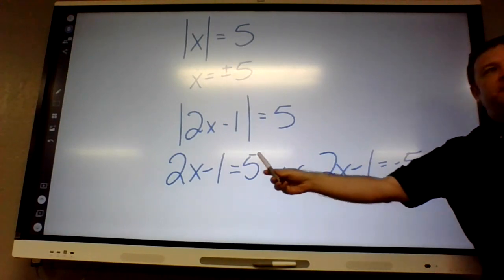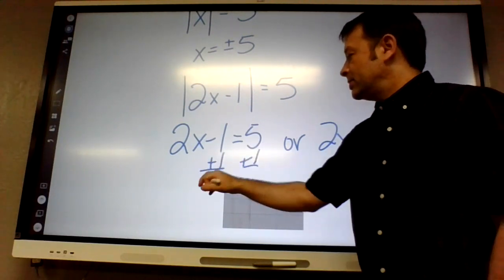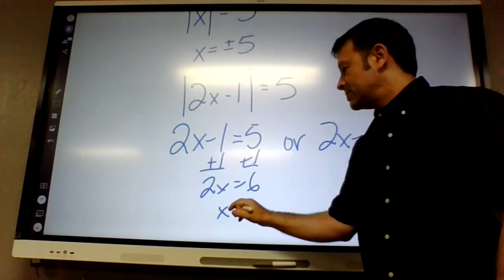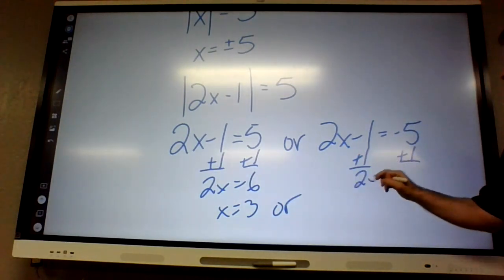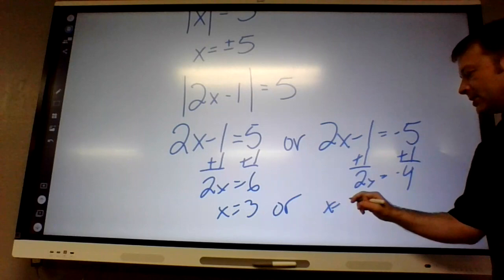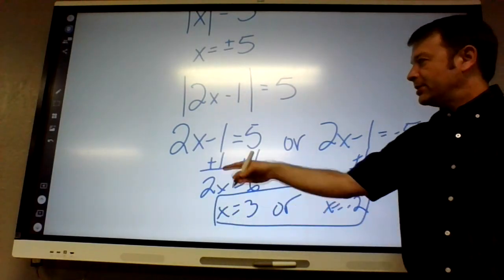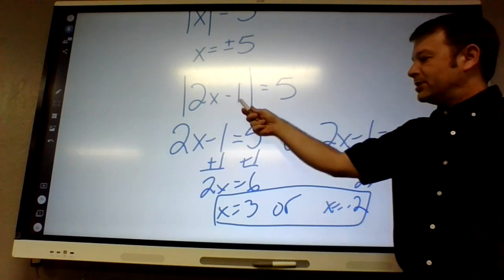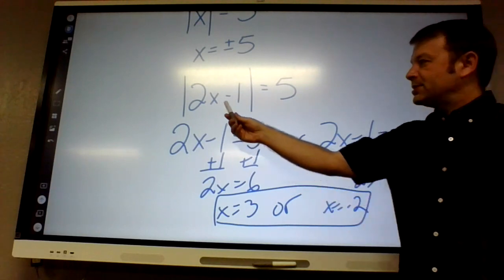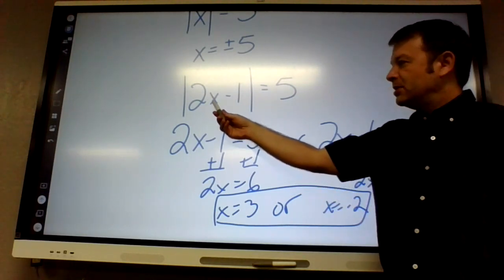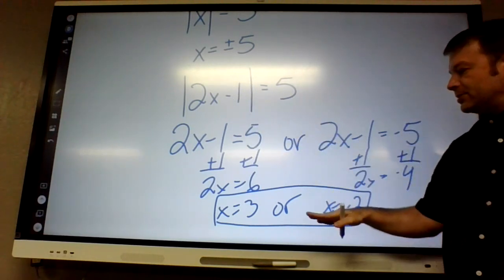And then you solve them separately, you get 2 answers. So just really quick here, add 1, we get 2x equals 6, so x is 3. Or add 1, we get 2x equals negative 4, so x is negative 2. Now, do they both work? What's 2 times 3 minus 1? 5. Or if I plug in negative 2, 2 times negative 2 is negative 4, minus 1, negative 5. And that works, right? So you got 2 answers.